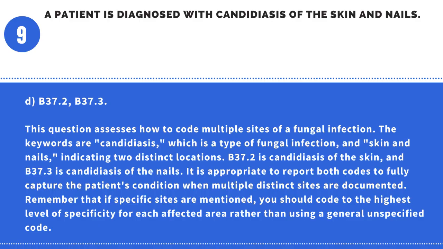B37.2, B37.3. This question assesses how to code multiple sites of a fungal infection. The keywords are candidiasis, which is a type of fungal infection, and skin and nails, indicating two distinct locations. B37.2 is candidiasis of the skin, and B37.3 is candidiasis of the nails. It is appropriate to report both codes to fully capture the patient's condition when multiple distinct sites are documented. Remember that if specific sites are mentioned, you should code to the highest level of specificity for each affected area, rather than using a general unspecified code.